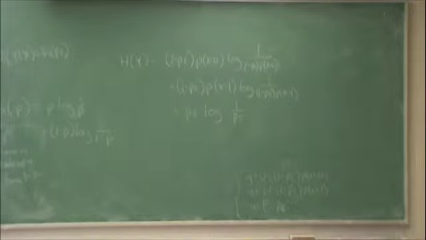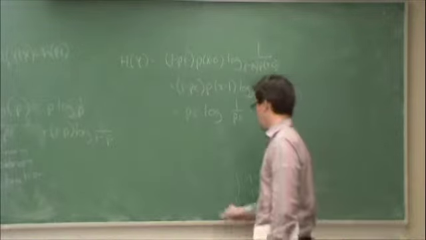What was the value you wrote here? Sorry. Which value? The curly brace at the bottom. probability of y.